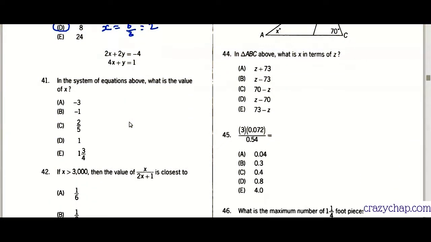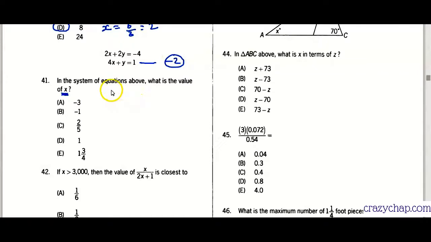Let's solve question number 41. 2x plus 2y equal to negative 4. 4x plus y equal to 1. We have to find the value of x. So fine. To solve for x, let's try to eliminate y. Then only solving for x is easy, right? So what we'll do, we'll try to eliminate y by multiplying this second equation by negative 2.